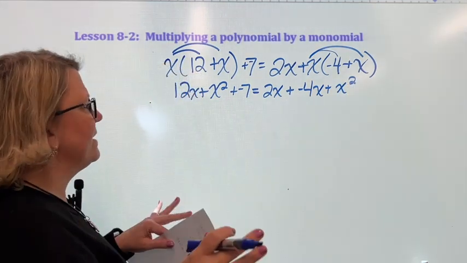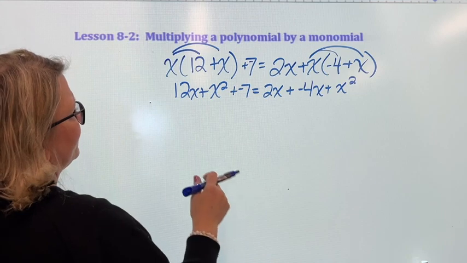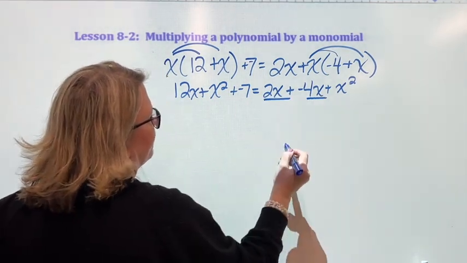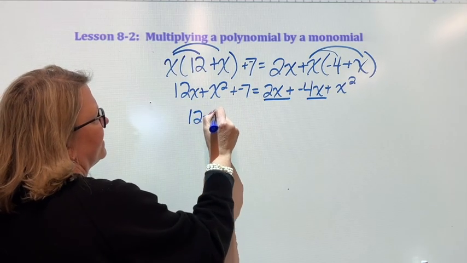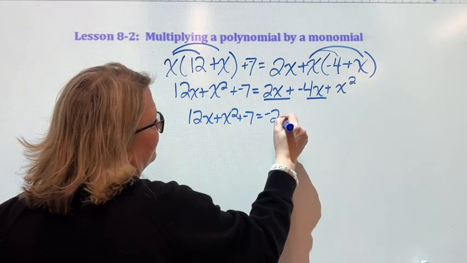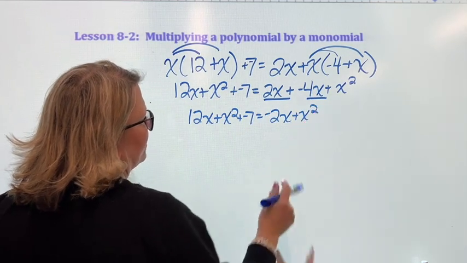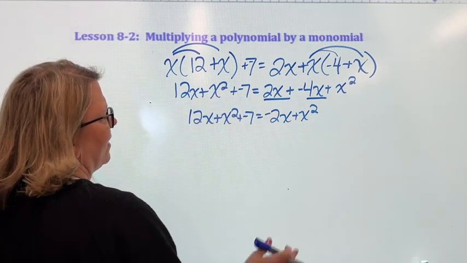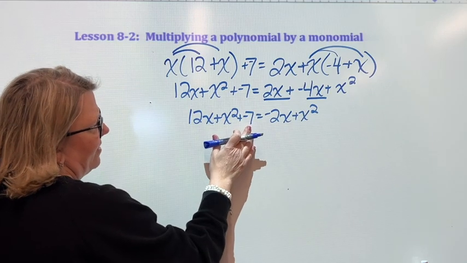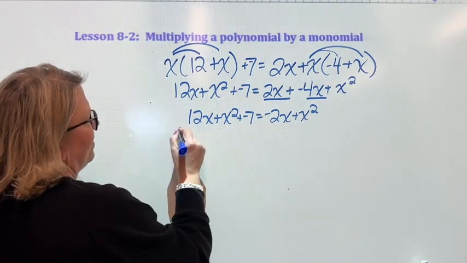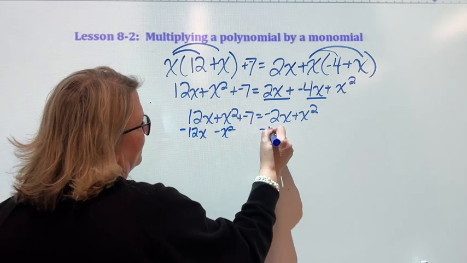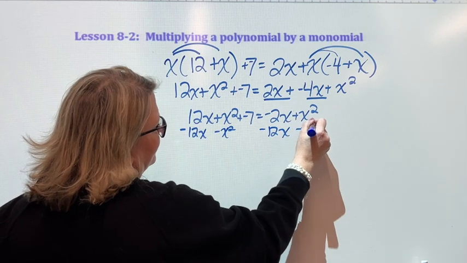Okay, so now I want to simplify if possible. And it looks like on the left side, I can't simplify anything. But on the right side, I can combine these two terms. So I'll just rewrite the left. And on the right, this will be -2x plus x squared. So now I want to solve. I got to get everything over on one side. So since my -7 is here and I don't have any constant over here, I'm going to go ahead and just subtract both of these to the other side. And then see what happens.